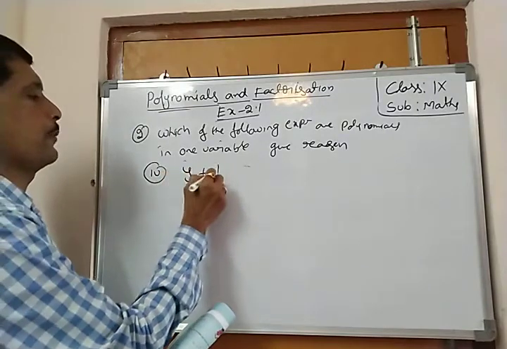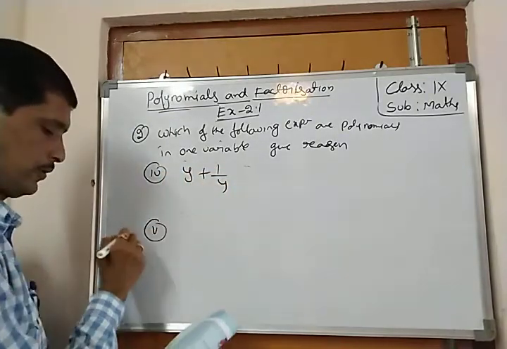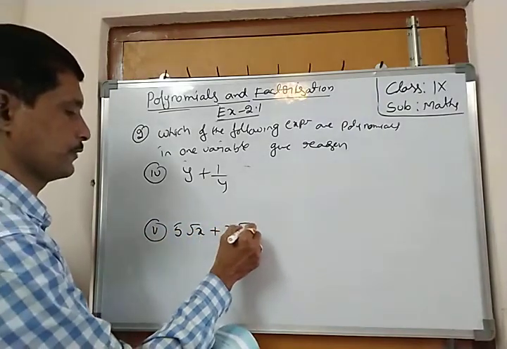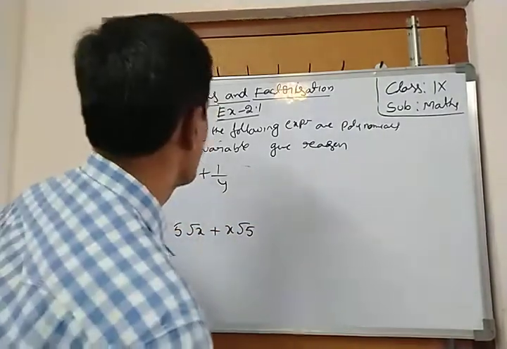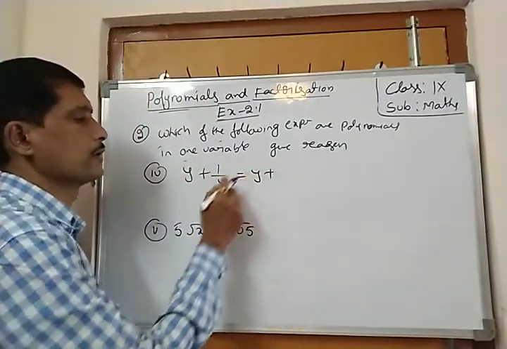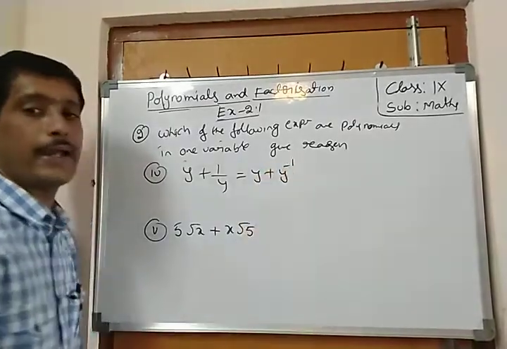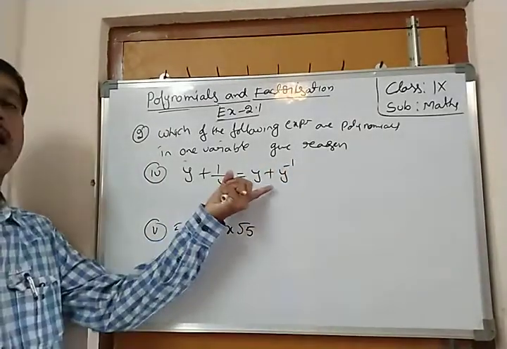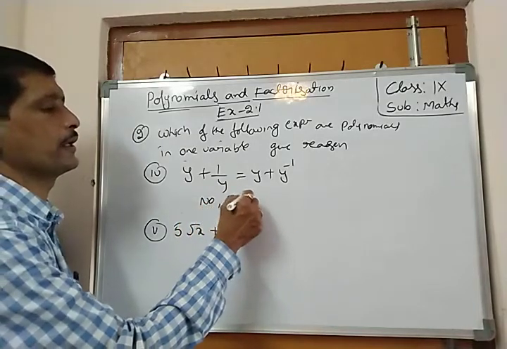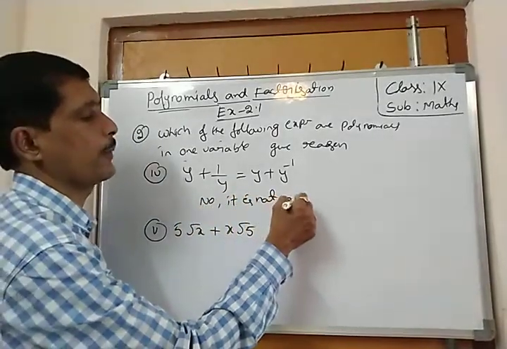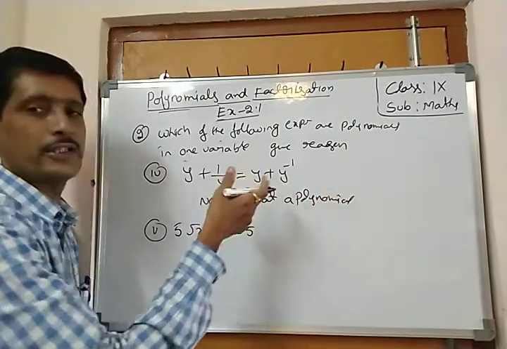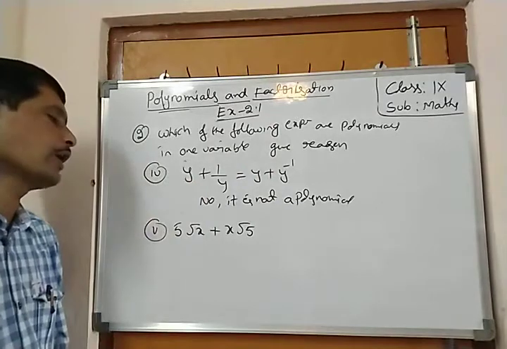Here, y plus 1 by y. Next, the fifth one is 5 root x plus x root 5. Here, y plus 1 by y, therefore y plus y power minus 1. Therefore, here it is not a polynomial. Here the variable y is there, but it is not a polynomial.